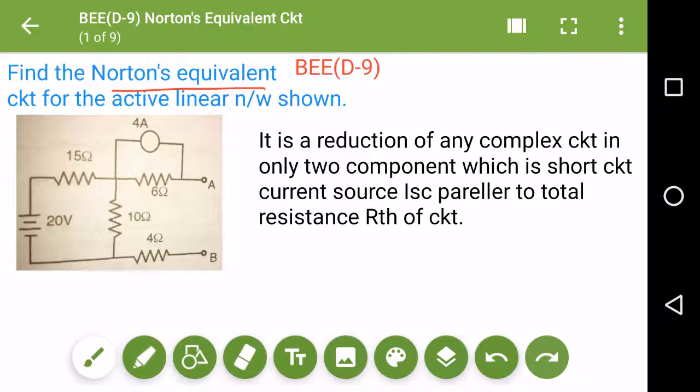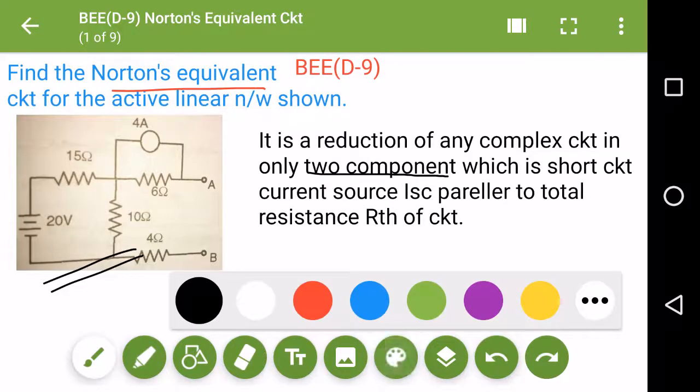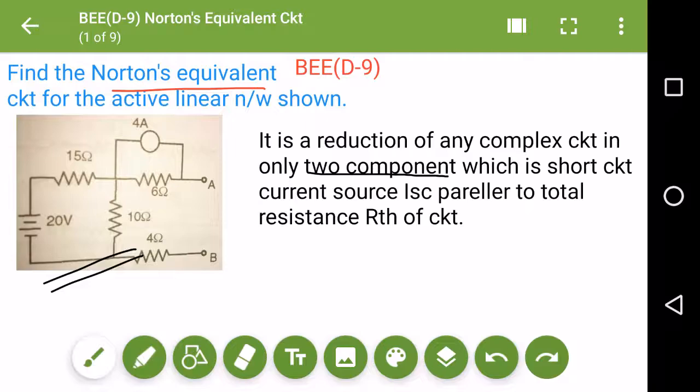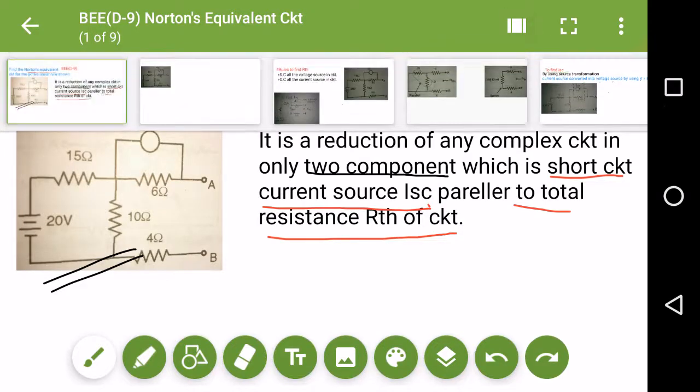So the question is, what is a Norton equivalent circuit? It is a reduction of any complex circuit. For example, this is a complex circuit given to us, and it is reduced to only two components: a short circuit current ISC, which is in parallel with the total resistance RTH of the circuit. So this is our Norton equivalent circuit. Let's see how it looks.